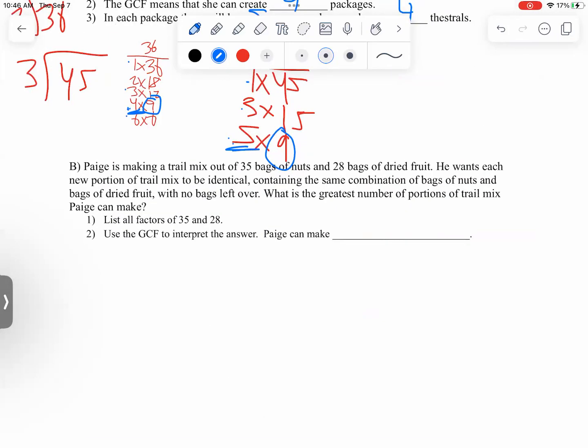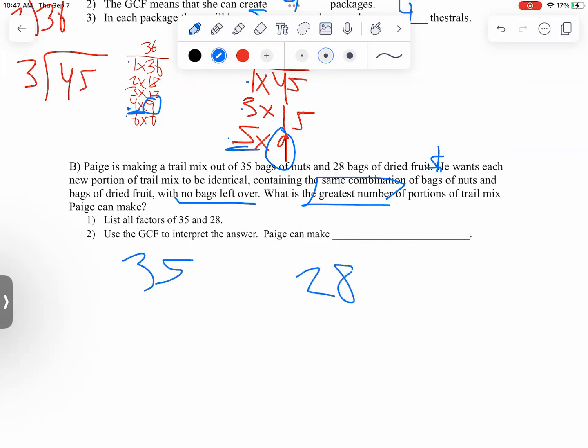Second one, Paige is making a trail mix out of 35 bags of nuts and 28 bags of dried fruit. Oh, that should be she. I'm sorry. Wants each new portion of trail mix to be identical, containing the same amount of bags of nuts and bags of dried fruit with none left over. What is the greatest number of portions of trail mix that she can make? Right? See how it's none left over, greatest number, basically splitting it up. So we have 35 and 28.